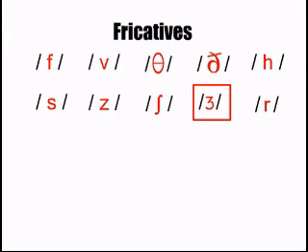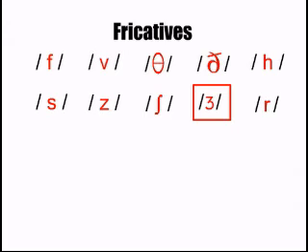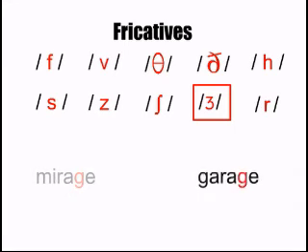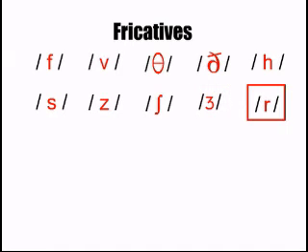Zh is the voiced counterpart of sh. It is not a very common sound in English, as it occurs mainly in loan words, particularly French words. It never occurs initially, yet it occurs medially, as in measure, pleasure, leisure, and finally as in mirage, garage.